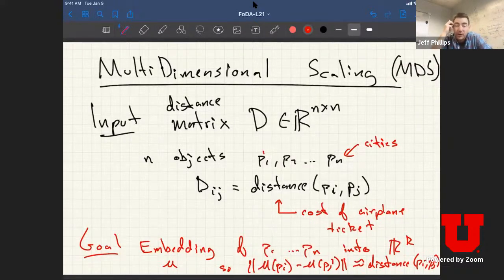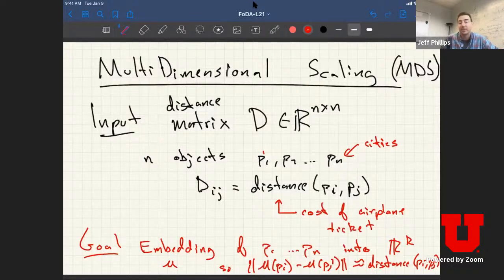So the input I'm given is approximately the Euclidean distance after I construct this embedding, right? So I want to take this data where I'm only given distances and I want to draw them on a map. I want to plot them on a piece of paper. I'm not given the original coordinates of the data points. I'm only given the distances between them, and I want to somehow draw a picture, right?